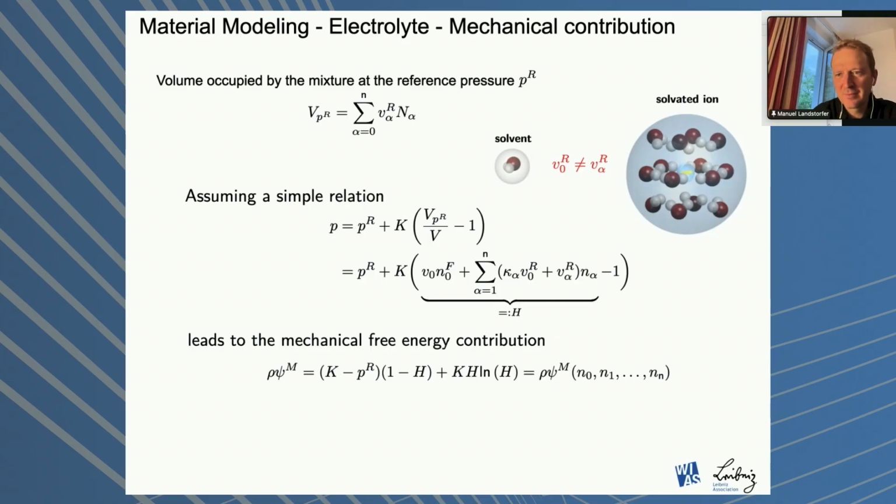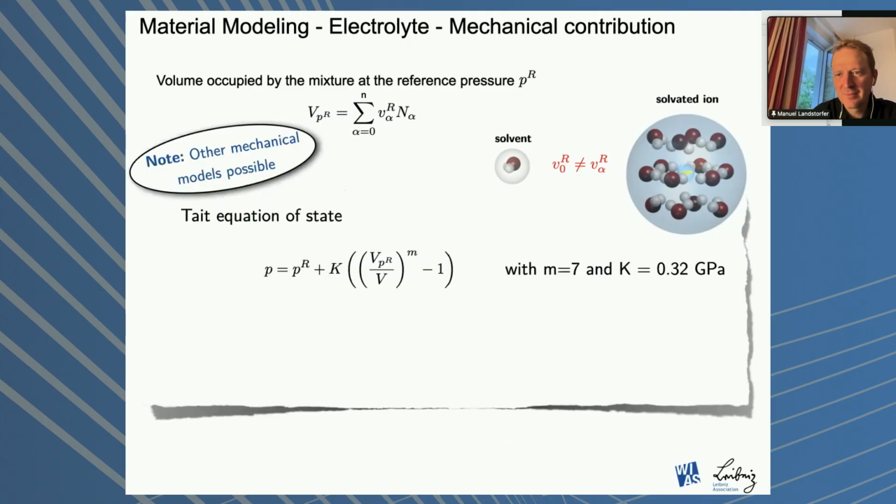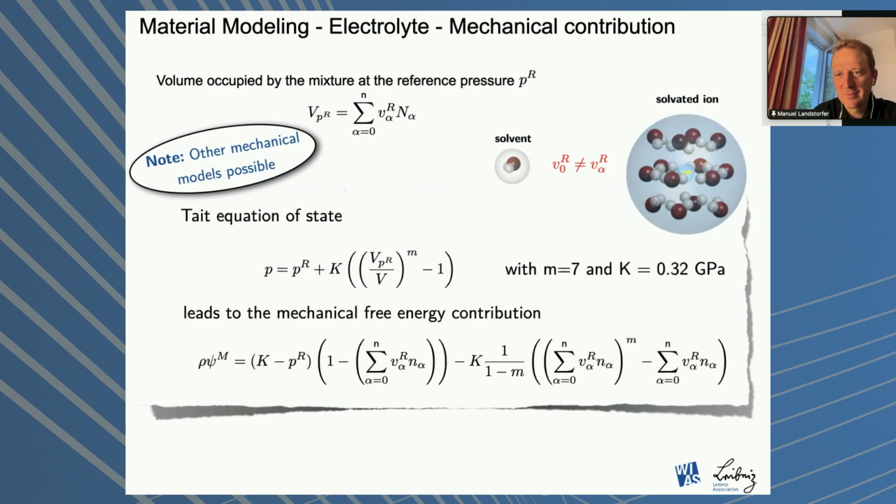Now you can say, well, okay, is it really meaningful to consider a liquid electrolyte as a linear elastic material? And of course, this is not. Anyhow, we want to study in the next slides the incompressible limit. But what you can also do is use other mechanical relations. So for instance, water is slightly compressible. You have the so-called Tate equation of state, where pressure is related to volume by this polynomial representation here. And even for this, you can again compute a mechanical free energy contribution.